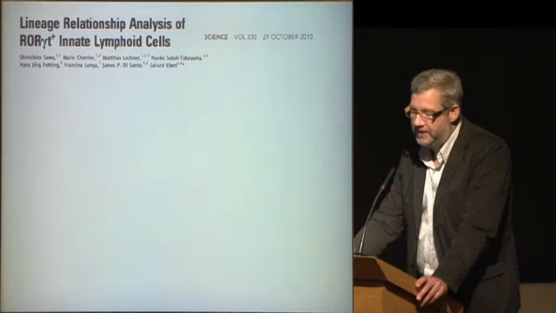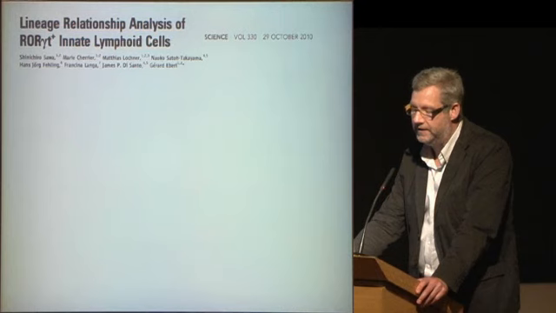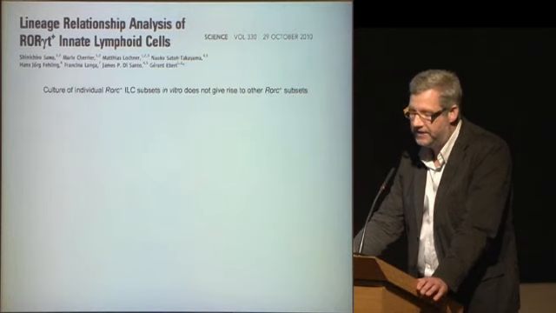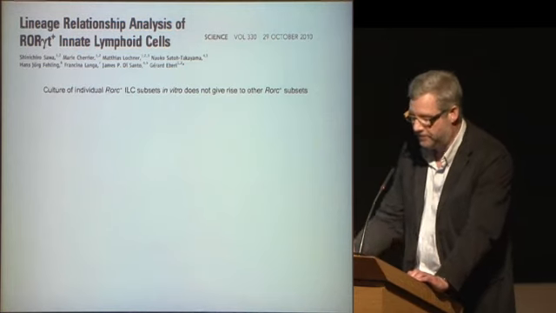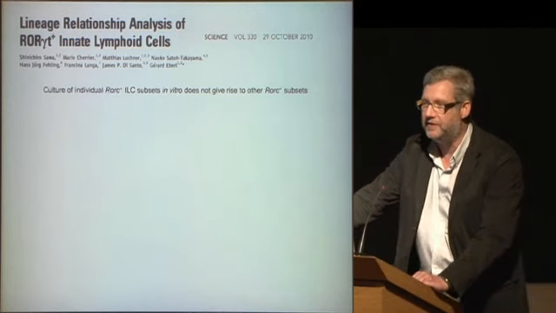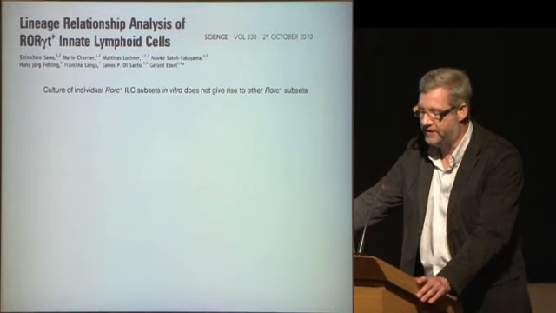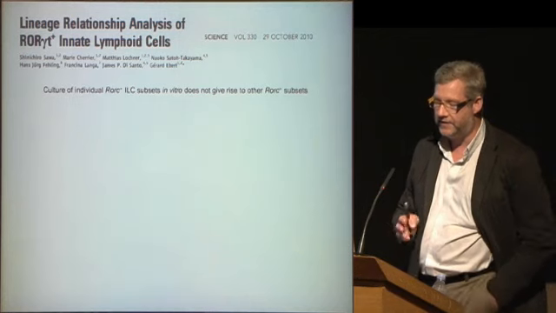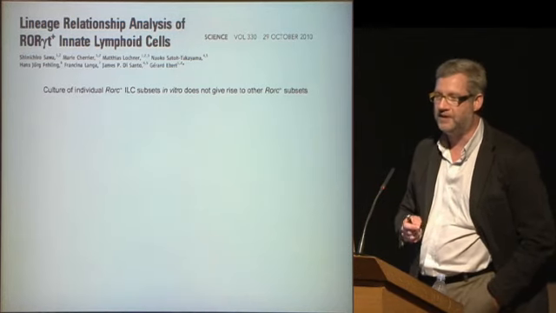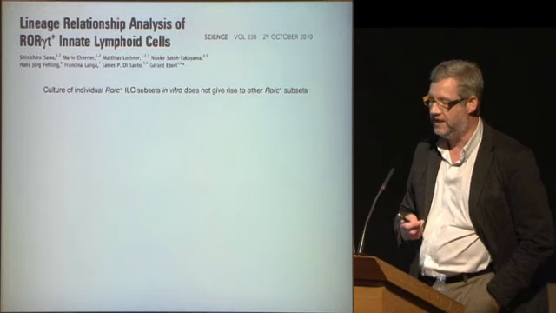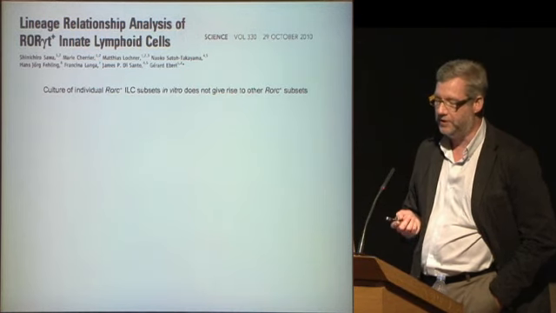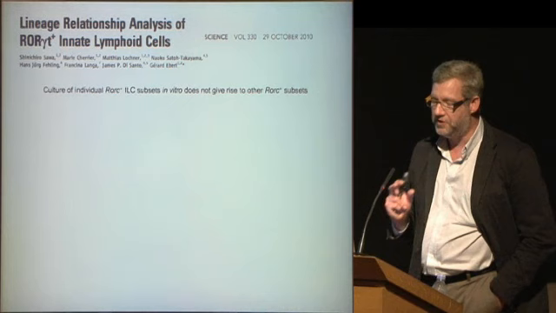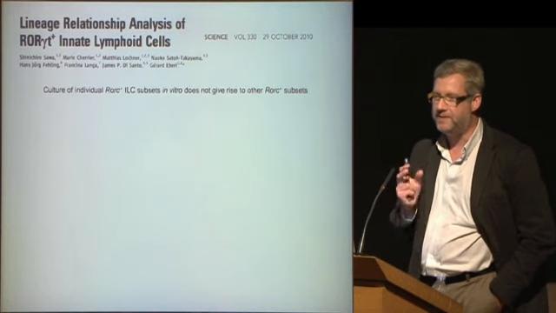Now, Gérard has made a very nice study looking at the relationship of these different RORγ positive innate lymphoid cells, and I just want to make a few points for this particular study because I think it impacts on the idea of the relationship between LTi cells and these IL-22 producing cells. And Shinya was able to look at the culture of the individual RORγ positive ILC subsets in vitro. And one of the findings from that work was that when you isolate these individual ILC subsets and you culture them, they remain stable in terms of their phenotype, and they don't interconvert.